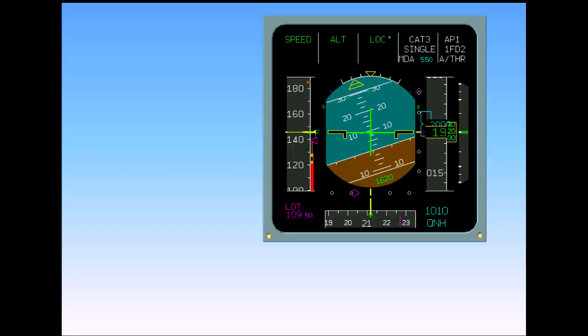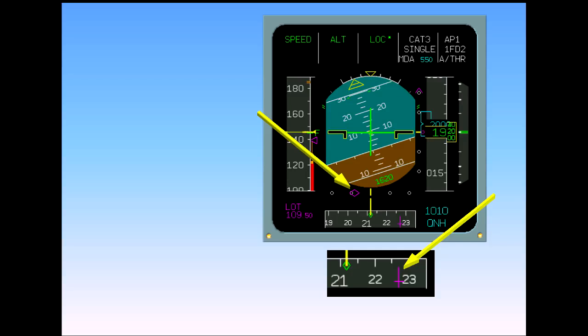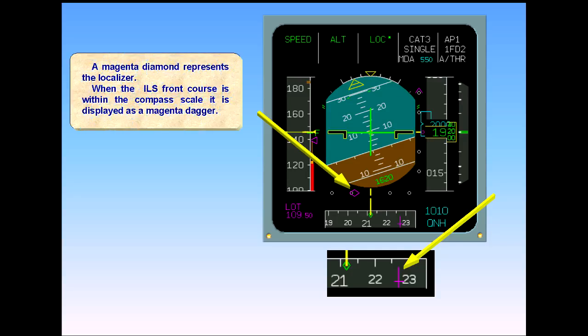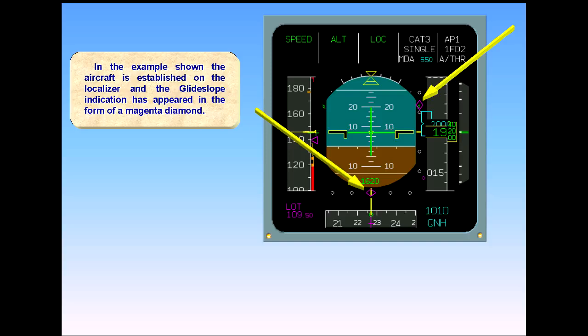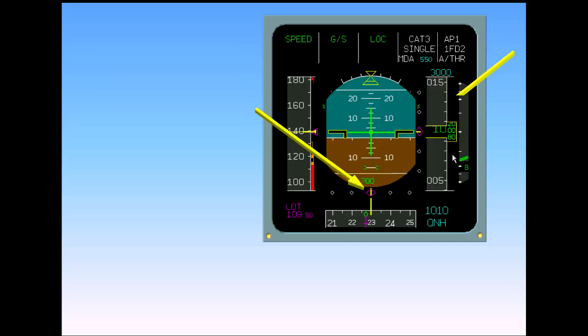A magenta diamond represents the localizer. When the ILS front course is within the compass scale, it is displayed as a magenta dagger. In the example shown, the aircraft is established on the localizer, and the glide slope indication has appeared in the form of a magenta diamond. The aircraft is now fully established on the ILS approach.